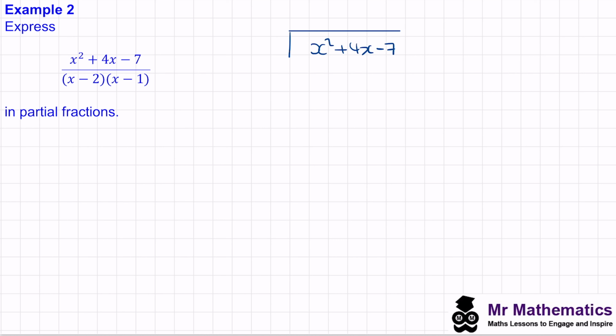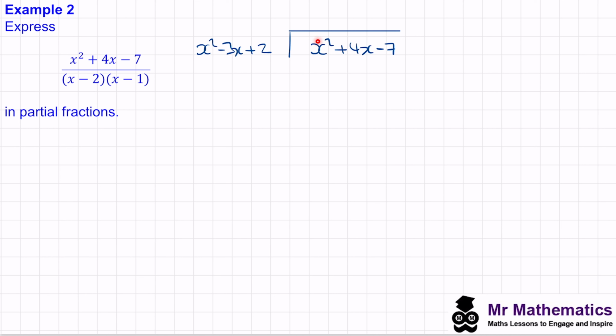So we have our numerator, which we're going to divide by the product of x minus 2 and x minus 1. So to do this, we need to expand these brackets out, and we get x squared minus 3x plus 2. And we can tell this is an improper fraction because the highest power in this numerator is 2, and the highest power in the denominator is also 2. And it is because these two powers are equal that makes it an improper fraction.